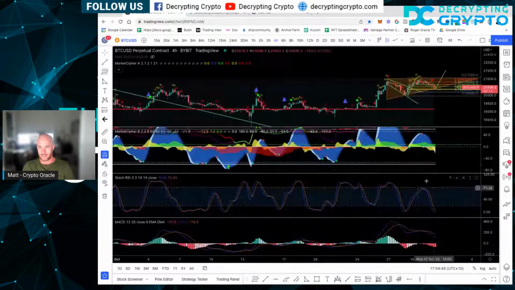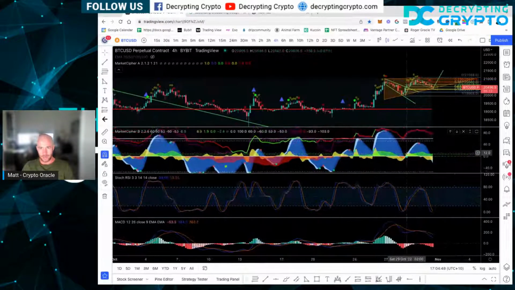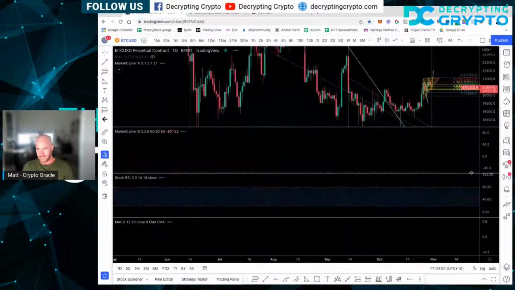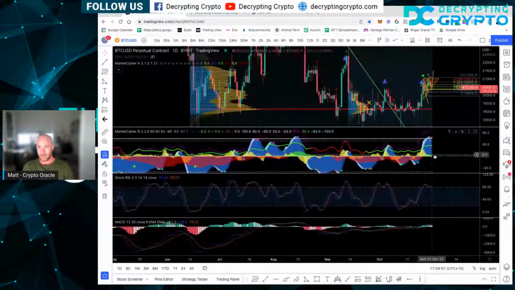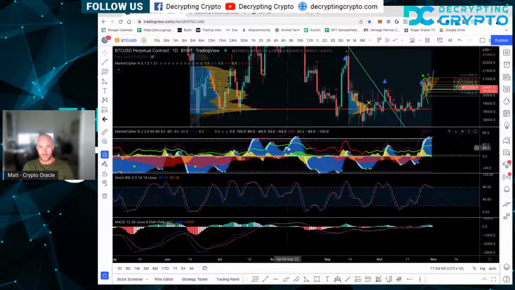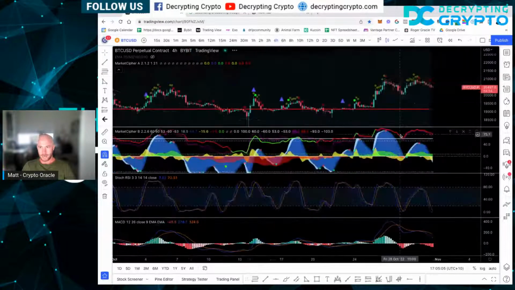On my Market Cipher, I'm seeing that we are in the green money flow, which is fantastic, on the 4 hour. We crossed over into the green money flow on the daily a couple of days ago. If we can remain in the green money flow and not do what we had here, where we just rolled over and had another leg, this could have a little bit of legs.